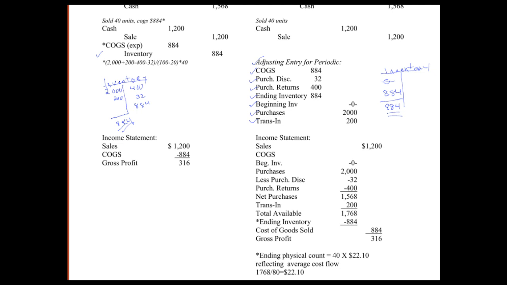Now let's take a quick look at the income statement. Both income statements show we have sales of $1,200. Both income statements show we have cost of goods sold of $884, and both income statements show that our gross profit is $316. So there wasn't a difference in net income by the way that we did accounting. Periodic or perpetual won't cause a change in net income. Cost flow can, FIFO, LIFO, and weighted average, but merely recording under periodic or perpetual shouldn't affect the values in your inventory accounts.